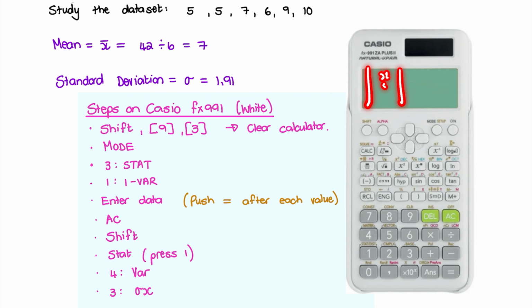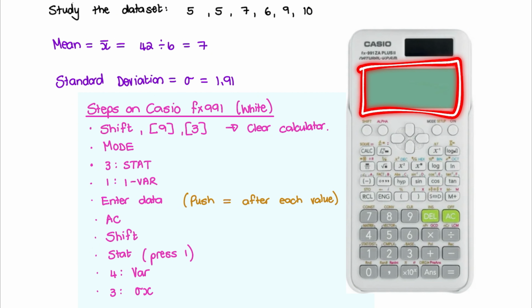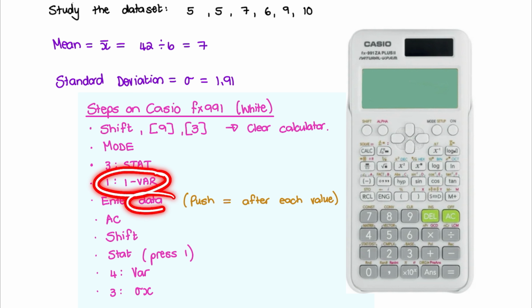So I'll put in 5 and press down, then 5 again, 7, 6, 9, and 10. So I'll enter the data points underneath one another. And once I'm done, I'll press AC. Now don't be nervous. Your calculator screen will clear, but you have entered the data points into the calculator's memory.